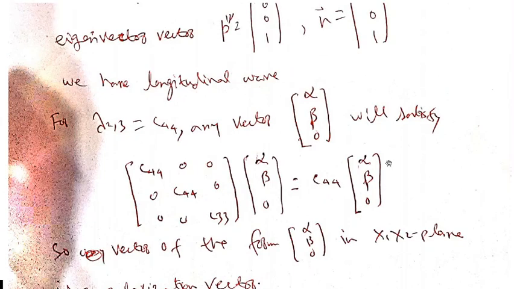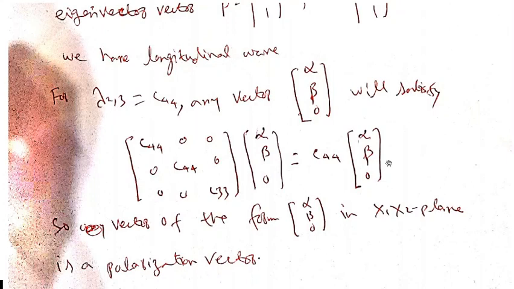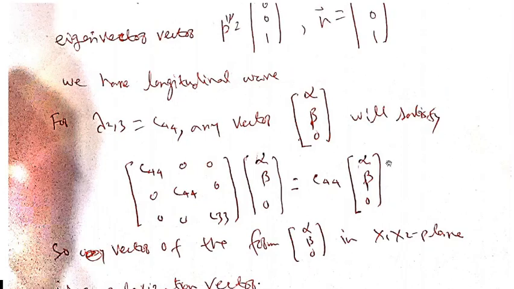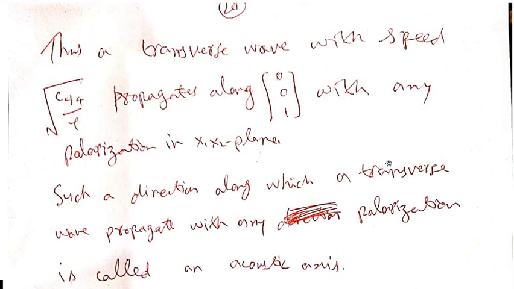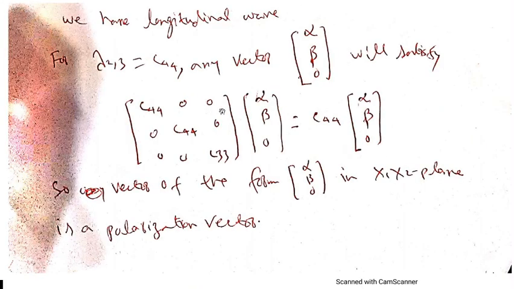So we have the longitudinal wave. Now for lambda 2 and lambda 3 we will find the eigenvector. What are lambda 2 and lambda 3? They are C44. We know that the other wave will be transverse, and the speed of the other wave will be this. We have to find only the polarization vector.